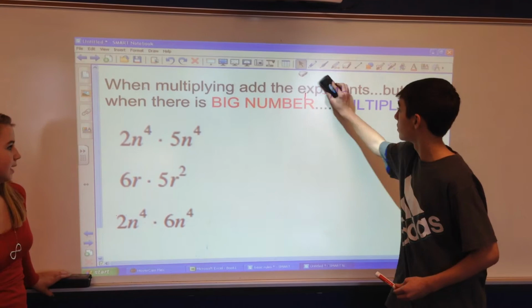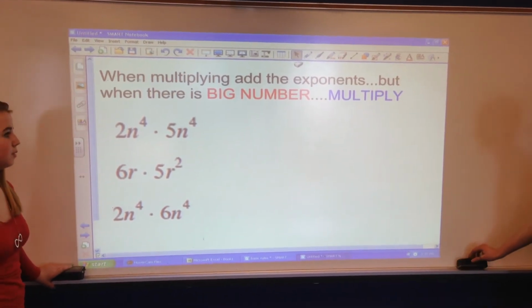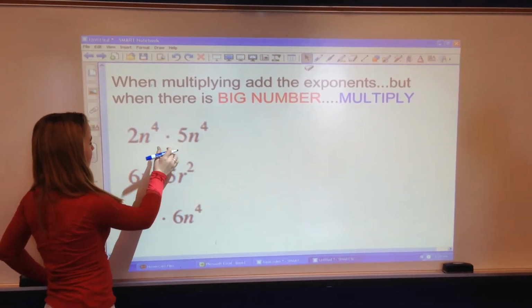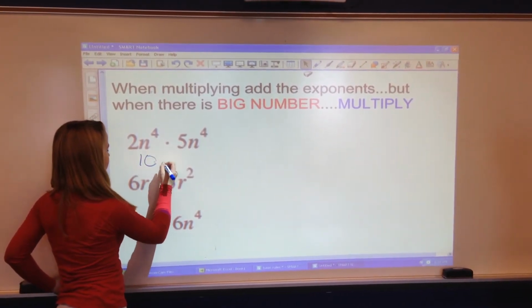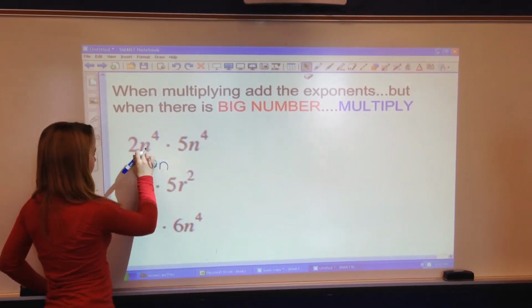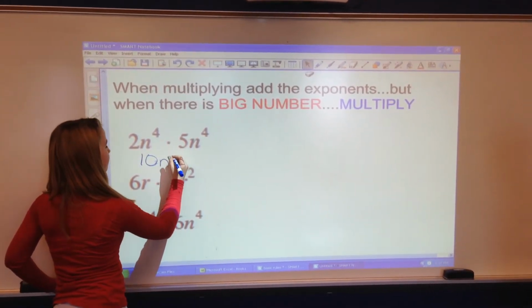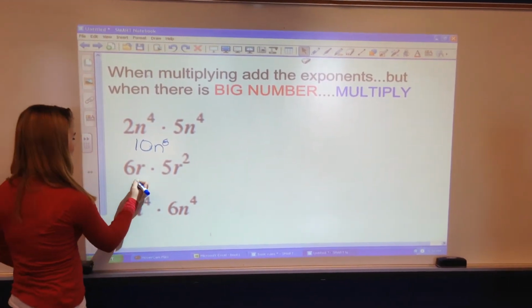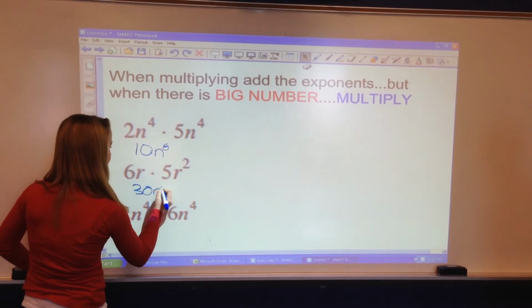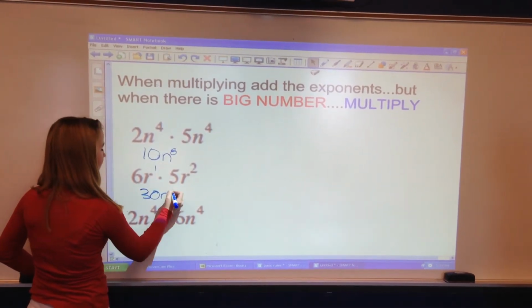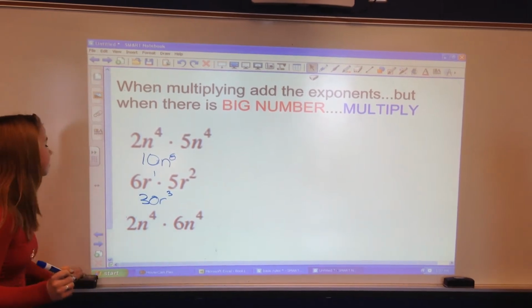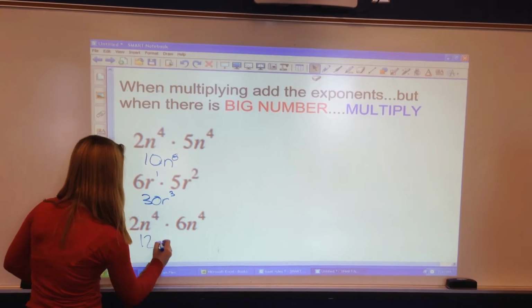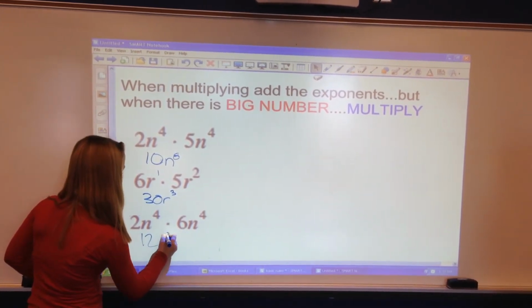So when multiplying, you add the exponents, but when there's a big number, you multiply, and the big number is the coefficient. So here, since they're different, you multiply 2 times 5, and that's 10, and then you still keep the variable, and then it's 4 plus 4, and that's 8. Then here, 6 times 5 is 30, r, and then you would add the 1 there, so it would be 30r to the third power. And then down here, we would multiply 6 times 2, which is 12, and to the 8th power.